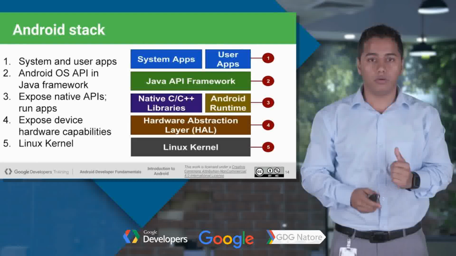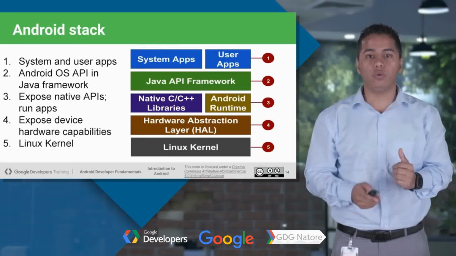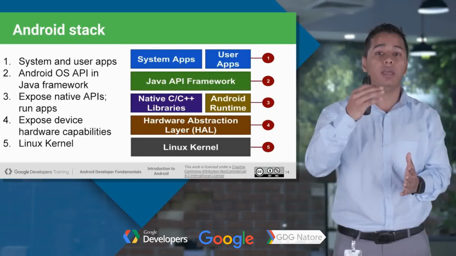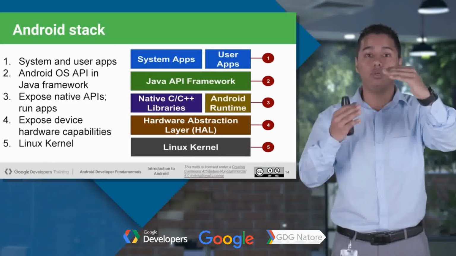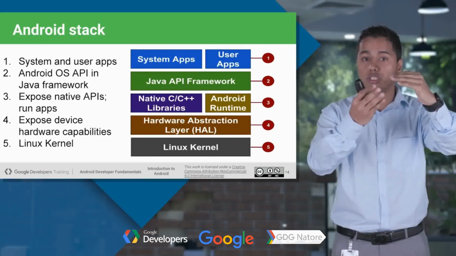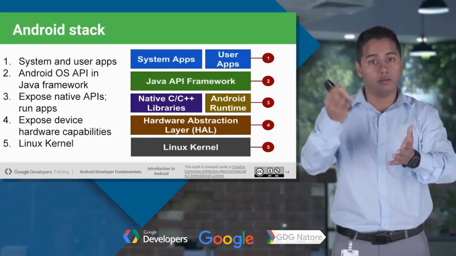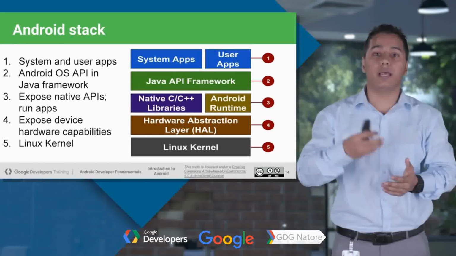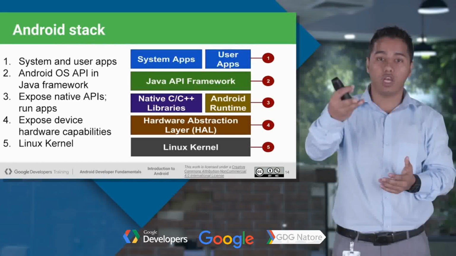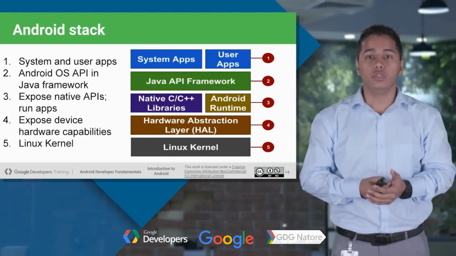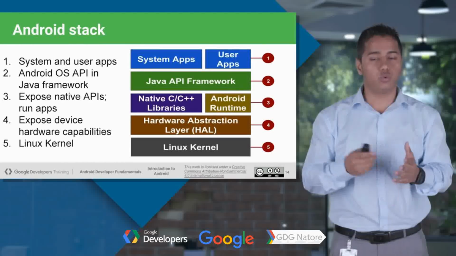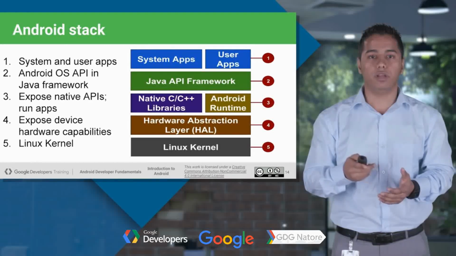So when we talk about stack-based, at the very bottom we have Linux kernel, then we have HAL, hardware abstraction layer, then above that we have a layer which contains two things, that is native C and C++ library and Android runtime, and then we have Java API framework, and above that we have system apps or user apps. So let's just go through each one of them very briefly.